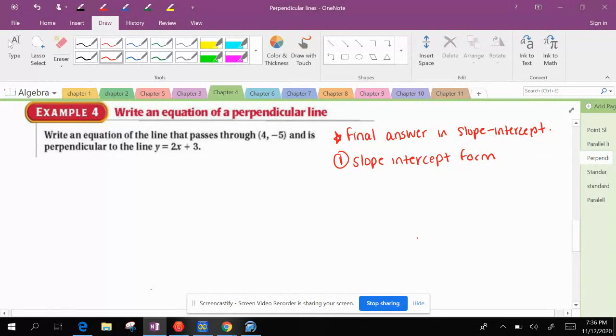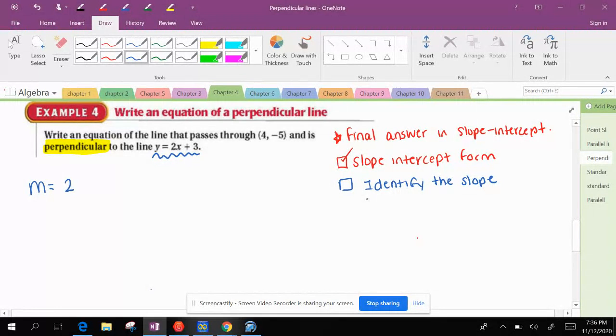So is this equation in slope-intercept form? I look at it, I analyze it, I determine, heck yes, it is. Then I go to step 2, identify the slope. What is the slope in the equation given to me? Perfect, the m, or the slope, is 2. Because it wants one that's perpendicular, I've got to pay very close attention to these directions.